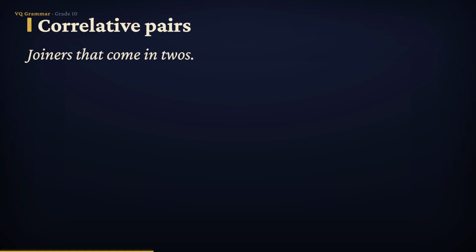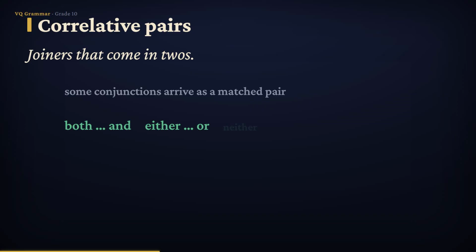Remember the correlative conjunctions we met earlier? The ones that arrive as a matched pair? They build compounds too. Both and, either or, neither nor. Each pair reaches around two items and ties them into one unit.